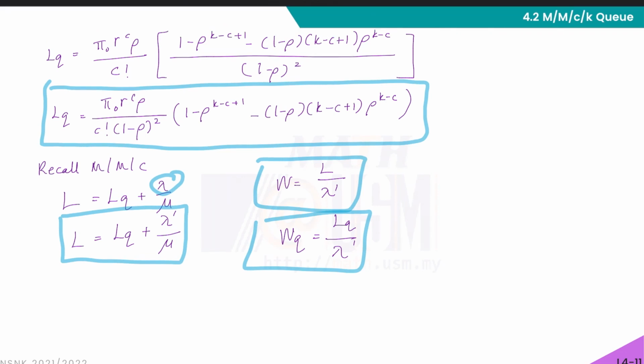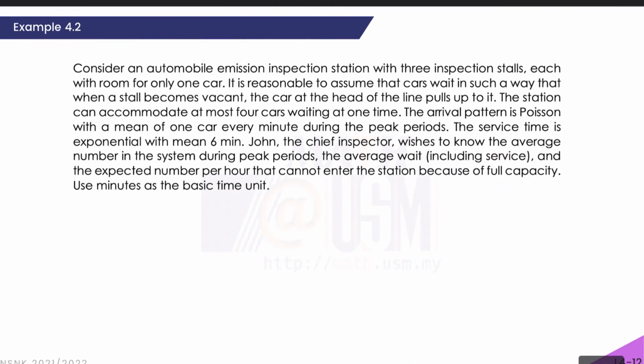So let us have a look at one example of MMCKQ. We're going to consider an automobile inspection station. It has 3 inspection stalls, each with room for only 1 car. It is reasonable to assume that the cars wait in such a way that when a stall becomes vacant, the car at the head of the line pulls up. Basically this tells you the queue is following the first in first out regime.